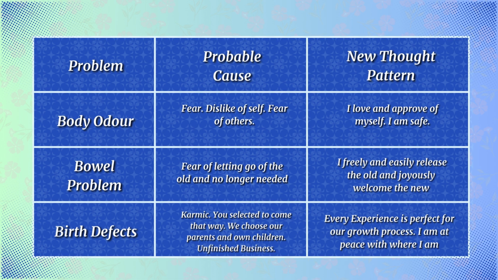So the probable causes are karmic. You have some karma with your parents, with your ancestors. You may be having ancestral karma also. You selected to come that way. We choose our parents and our children, unfinished business. So basically you have unfinished karma. The karmic balance is not there. That's why you have come into this world with that kind of birth defect.